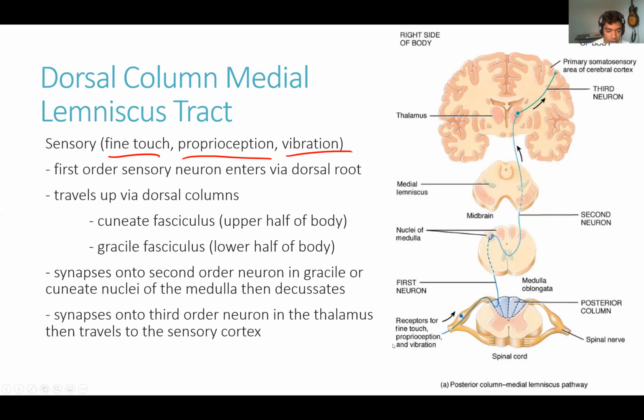So basically what happens is your first order sensory neuron comes in through the dorsal root, travels up into the nuclei of the medulla, and then synapses. Second order will decussate into the medial lemniscus, and then move up, synapse in the thalamus, and then the third order will go to the primary somatosensory cortex. And this is where we perceive the information in this third order.